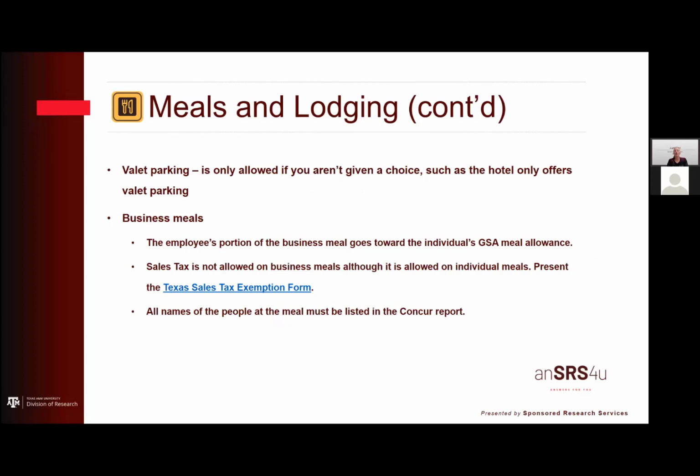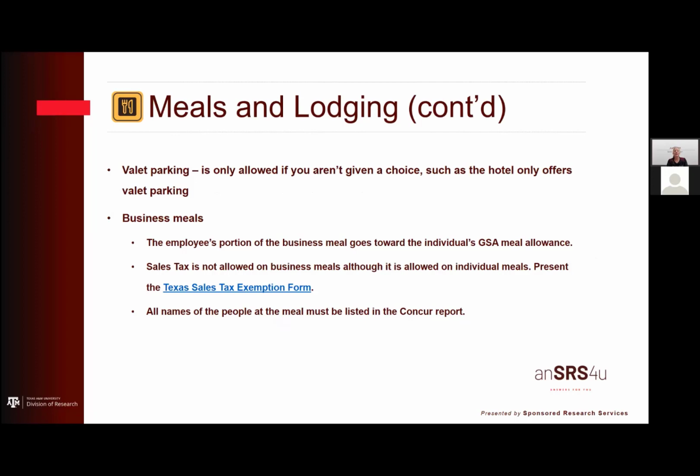Valet parking is only allowed if you aren't given a choice, such as a downtown hotel that only has valet parking. If that's the way it is, then fine, you will get reimbursed. But you need to leave a comment in the report that states there was no other choice.